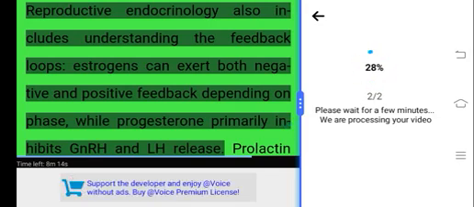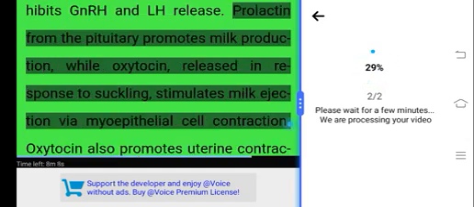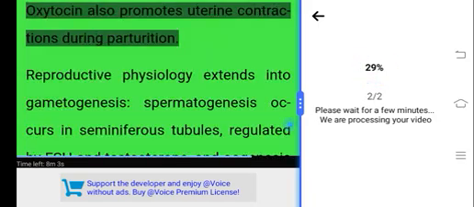Reproductive endocrinology also includes understanding the feedback loops. Estrogens can exert both negative and positive feedback depending on phase, while progesterone primarily inhibits GnRH and LH release. Prolactin from the pituitary promotes milk production, while oxytocin, released in response to suckling, stimulates milk ejection via myoepithelial cell contraction. Oxytocin also promotes uterine contractions during parturition.